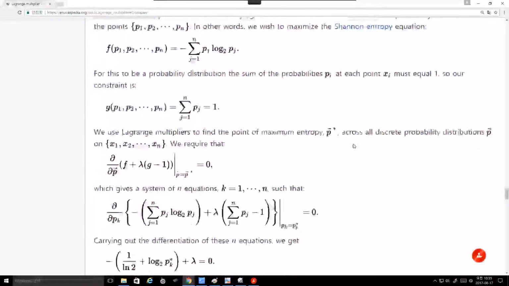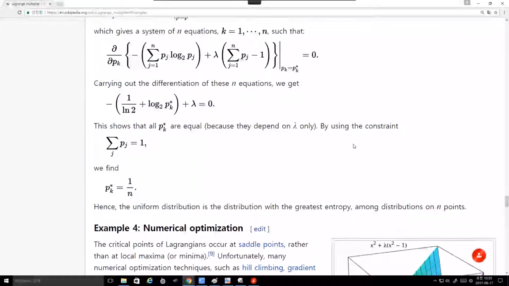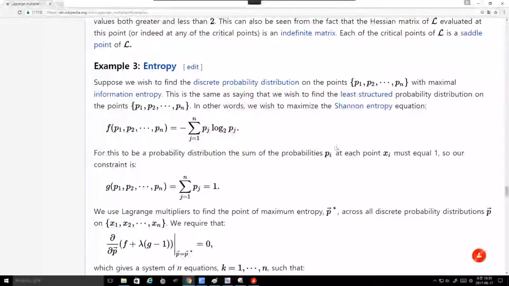Now another interesting example is entropy. Suppose we wish to find the discrete probability distribution on the points p1 to pn with maximal information entropy. You can check the link for a better explanation, but let's skip that. Briefly speaking, maximal information entropy is the same as saying that we wish to find the least structured probability distribution on these points.